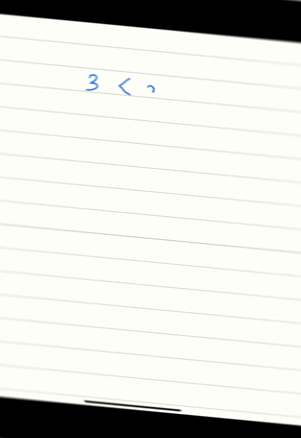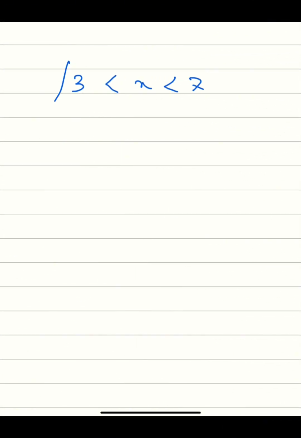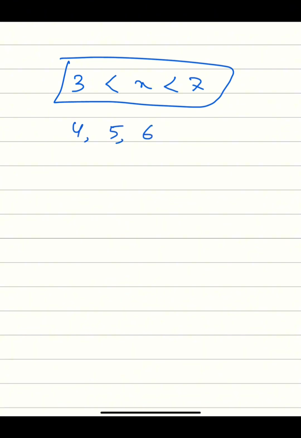For example, if we have an inequality given like 3 < x < 7, this means the values of x are greater than 3 and less than 7. So what are the numbers greater than 3 and less than 7? 4, 5, 6. These are the values which are greater than 3 and less than 7.